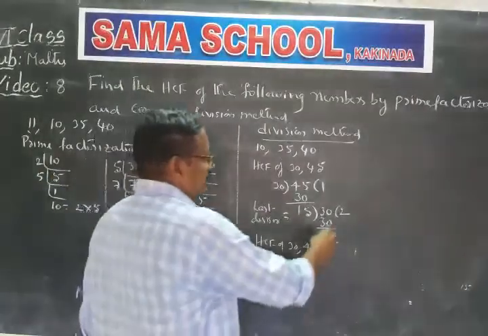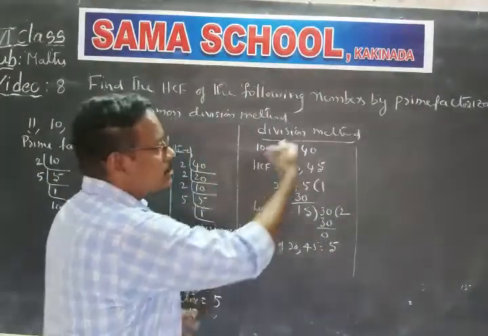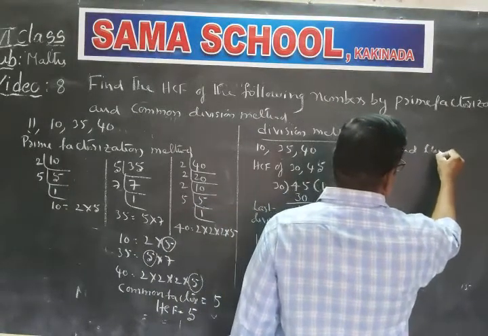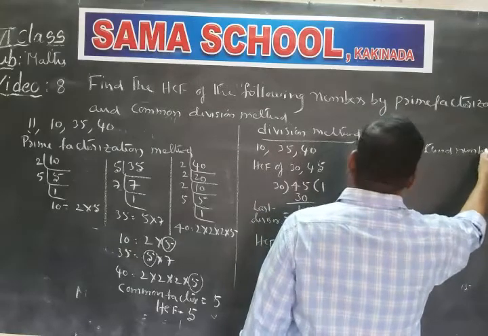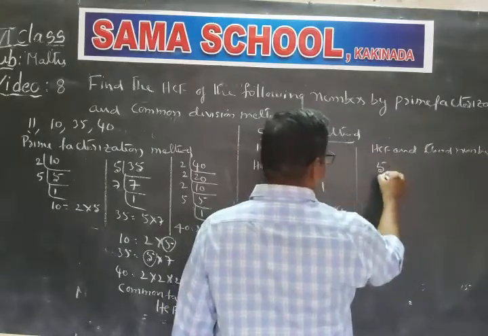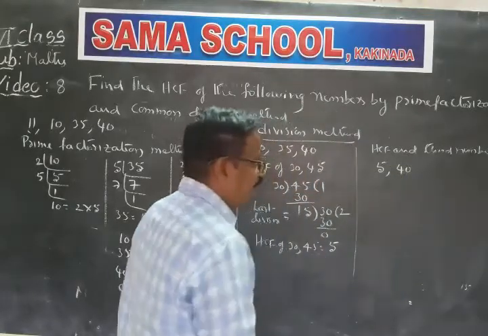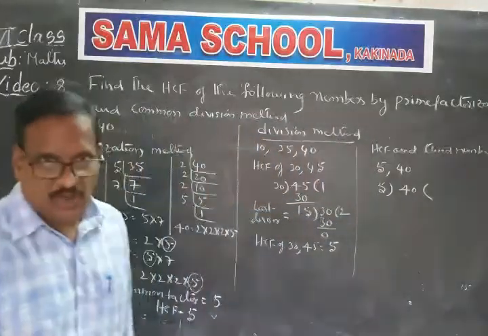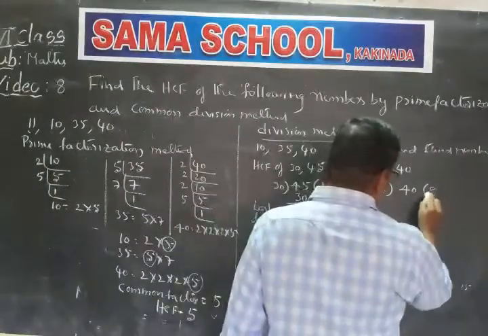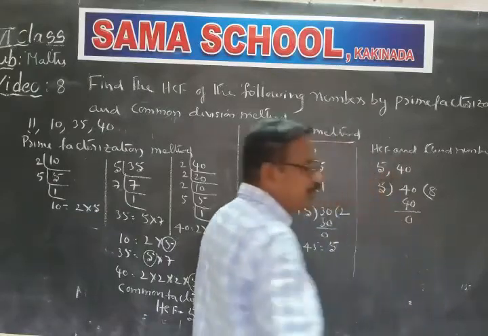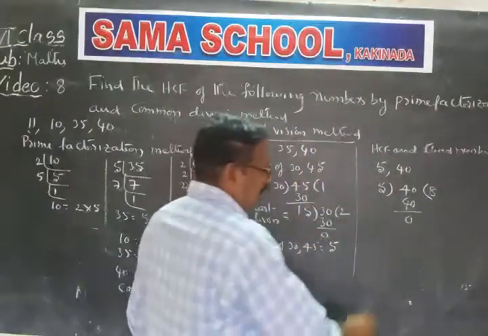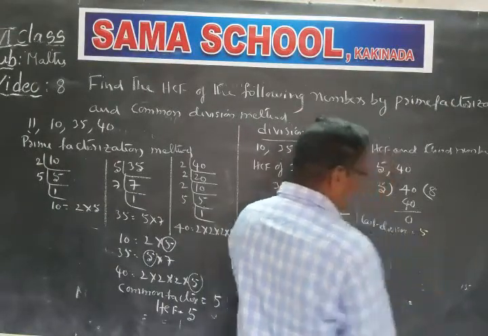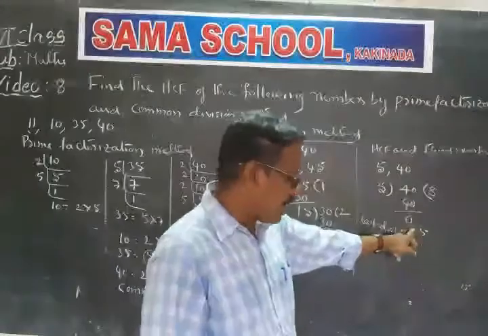The next step is the HCF of this HCF and the third number. What is the third number? So 5 and 40. The HCF of 5 and 40. Divide 40 by 5. How many times is it divisible? 5 8s are 40, remainder 0. Now what is the last divisor? The last divisor is 5. This is the HCF.